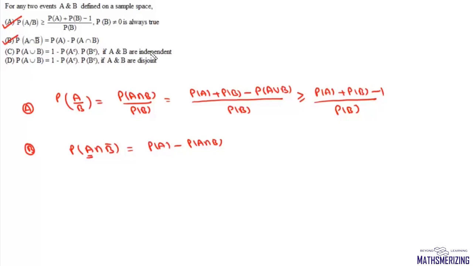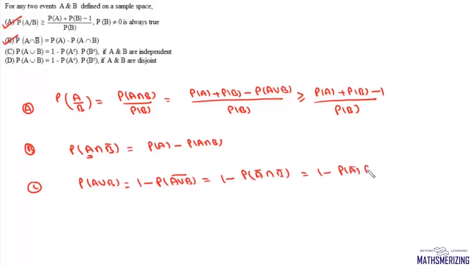Now if A and B are independent, then we can write probability of A union B as 1 minus probability of A union B complement, and this is 1 minus probability of A complement intersection B complement, and we can write this as 1 minus probability of A complement into probability of B complement. That means option C is also correct.